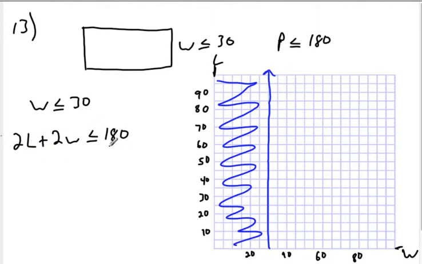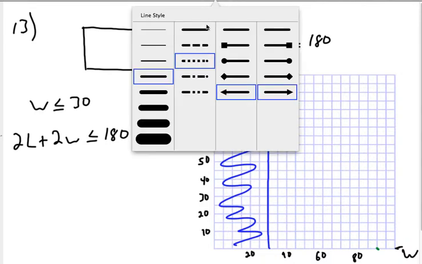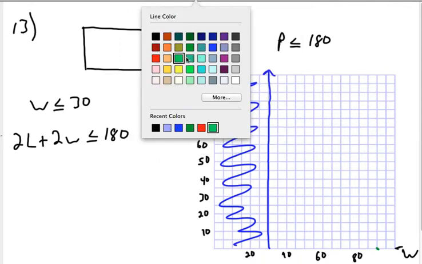And then, let's see, rather than solve this and make it slope-intercept, we could easily use standard form and figure out both the intercepts. So if L were 0, then W would have to be 90. So if L is 0, W has to be 90 right here. And if W were 0, L would have to be 90. And that is less than or equal to, so I'm going to connect those. So let's make it solid, and let's make it green.